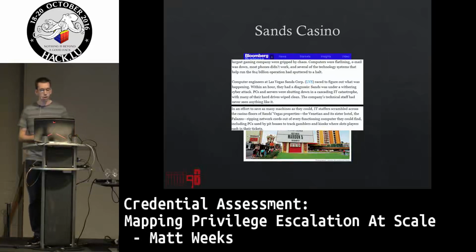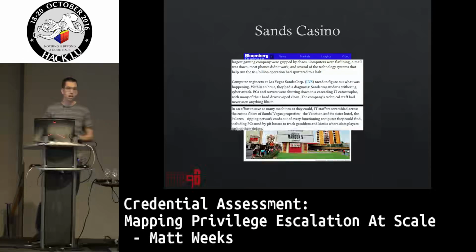PCs and servers were shutting down in a cascading IT catastrophe, with many of their hard drives wiped clean. In an effort to save as many machines as they could, IT staffers scrambled across the casino floors of Sands Vegas Properties, the Venetian and its sister hotel, the Palazzo, ripping network cords out of every functioning computer they could find, including the PCs used by pit bosses to track the gamblers and kiosks where the slot players cash in their tickets.